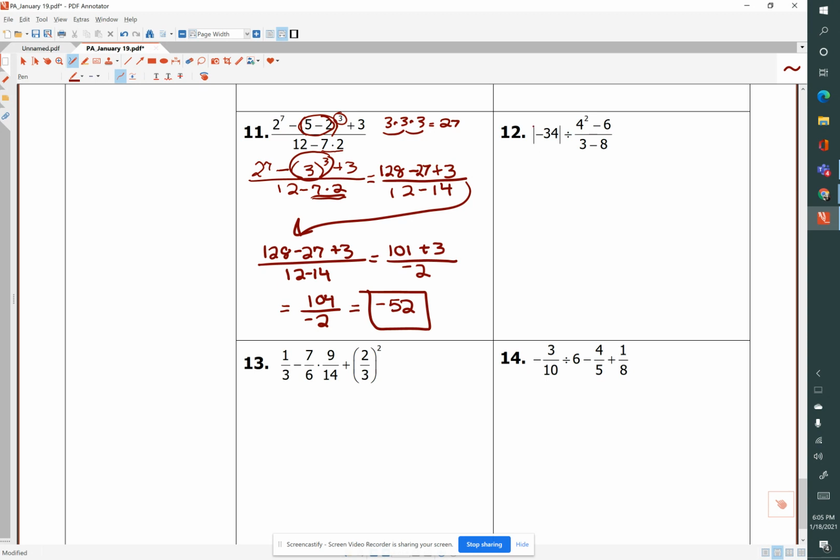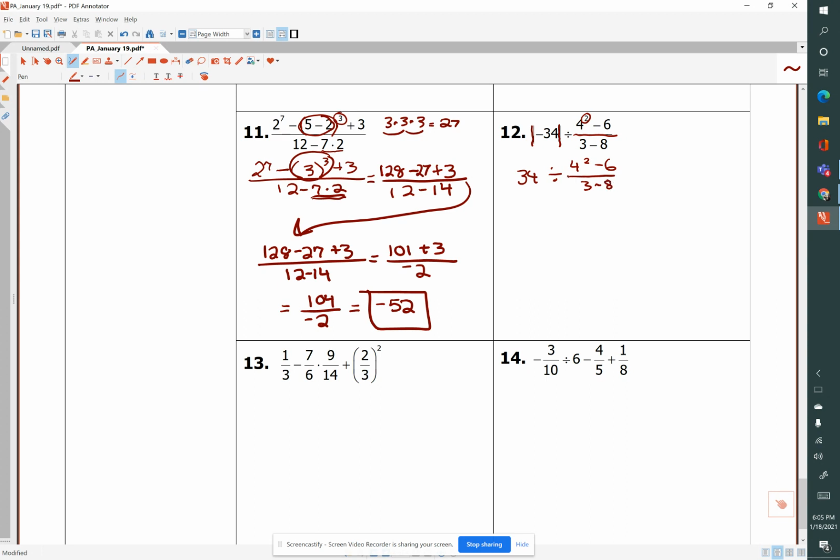In number 12, we have the absolute value of negative 34 divided by 4 to the 2nd power minus 6 in the numerator and 3 minus 8 in the denominator. So I'm going to start with the absolute value term. The absolute value of negative 34 is 34 divided by 4 to the 2nd power minus 6 over 3 minus 8.